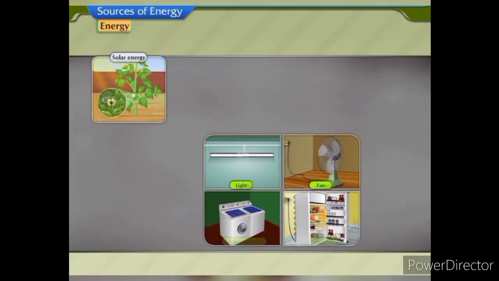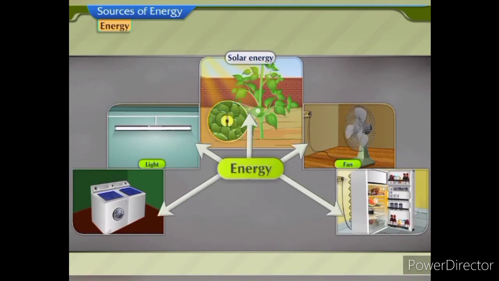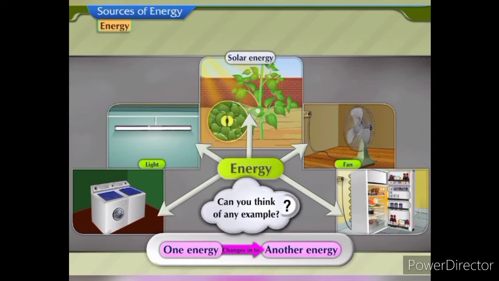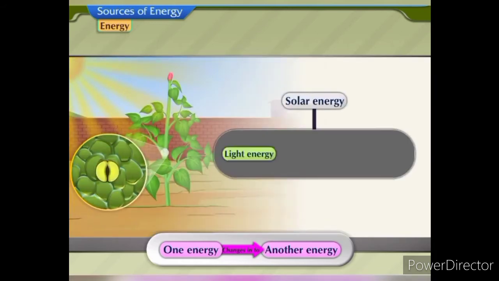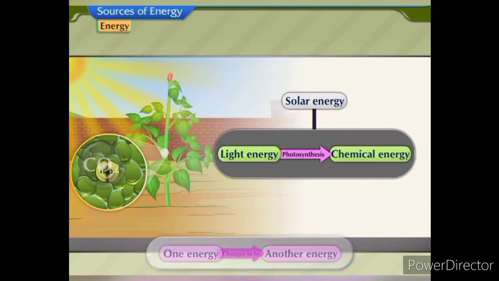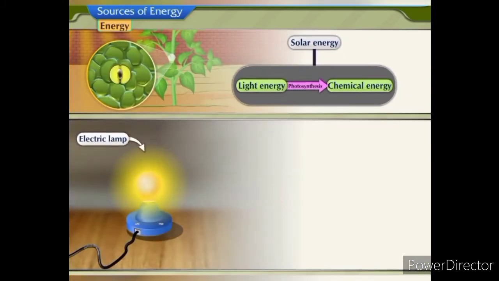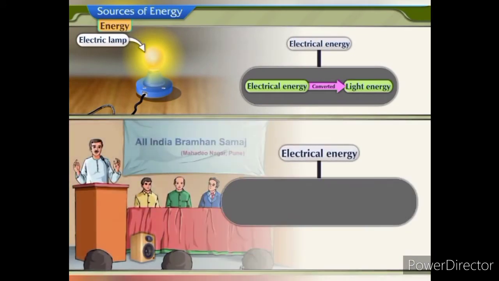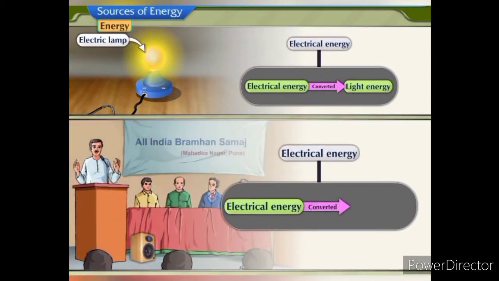In our surroundings, we observe that energy changes from one form into another. Can you think of any example? Well, we know that during photosynthesis, light energy from the sun is converted into chemical energy contained in the food prepared by the green plants. In an electric lamp, electrical energy is converted into light energy. Electrical energy is converted into sound energy when we use a microphone.